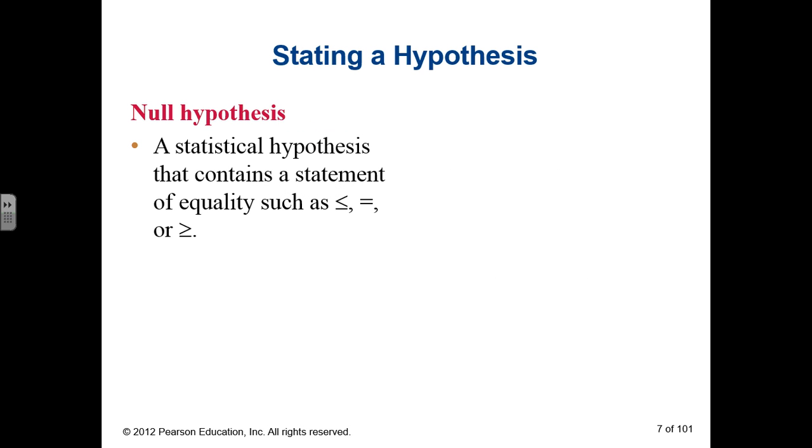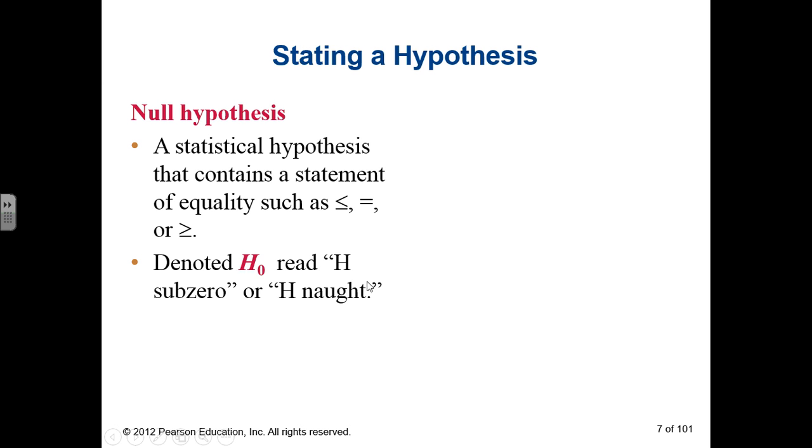The null hypothesis is denoted with an H sub 0, known as H naught, and it always includes equality: less than or equal to, equal to, or greater than or equal to. Why don't you take some time now and make a note of what words these symbols go with. Less than or equal to means at most. The word at most means less than or equal to. The word is means equals, and the word at least means greater than or equal to.